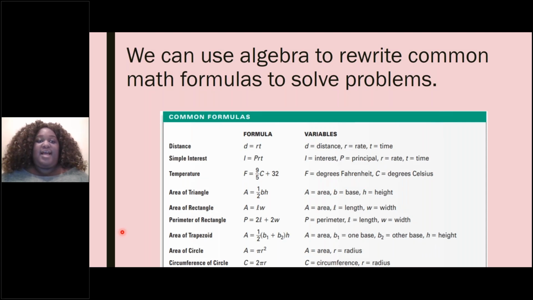First of all, the main concept is that we can use algebra to rewrite common math formulas to solve problems. This chart just shows some common formulas, and I believe you'll get a formula sheet when you're taking your test. So these are just examples. You'll probably have these, you may have others. For example, distance, simple interest, temperature, and these are the formulas, and then we'll also have the variables that they represent. So you'll use these formulas. Sometimes you may have word problems just to solve for whatever missing variable that you have.